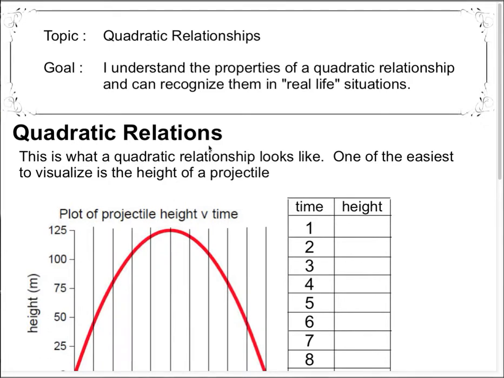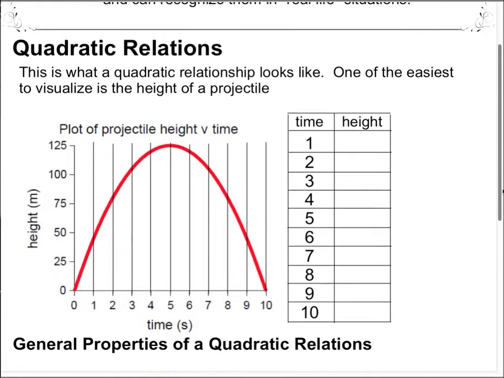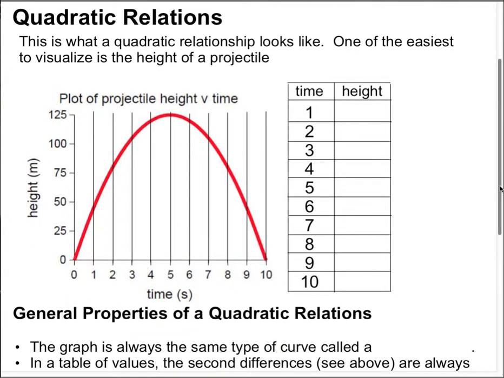Okay, so quadratic relations. This is what a quadratic relationship looks like. And this is one of the easiest to visualize. It's a projectile. It shows, as time passes, the projectile. Now I hope you know what I mean by a projectile. A projectile can be anything from a rocket to a bullet to a ball to a paper airplane, anything like that. And you can just sort of really see and hear what goes up must come down.